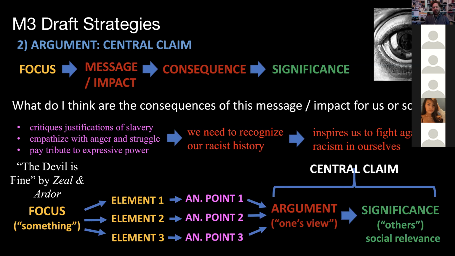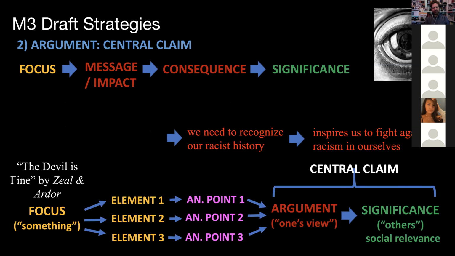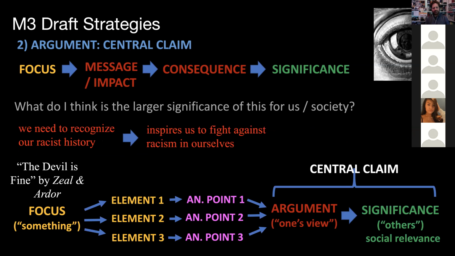So the message or the impact is what I feel the focus is doing or how it's impacting the social issue. The consequence is what that gets us to do. Now, there's a third part of this, of course, which is the significance, right? So remember, this is the part about that social relevance. This is the part where you need to tell your reader why it's important we learn this. What does this teach us about ourselves or our society overall? What is the significance of this?